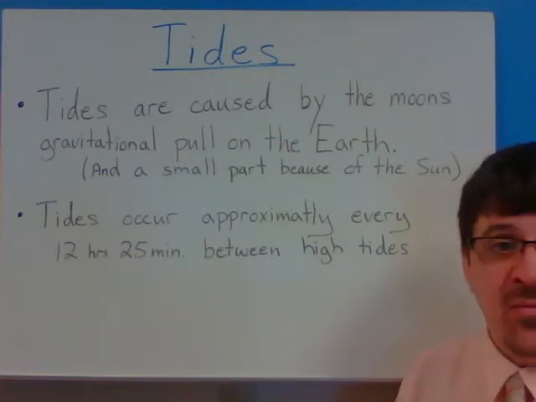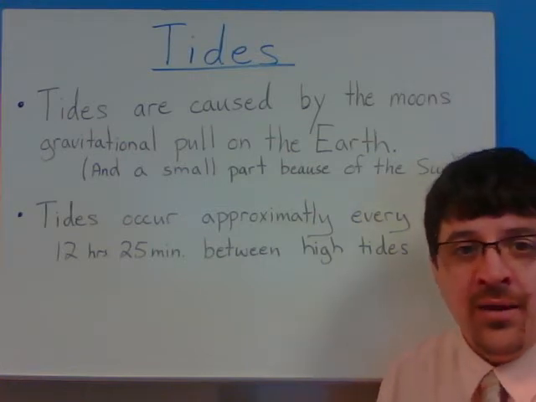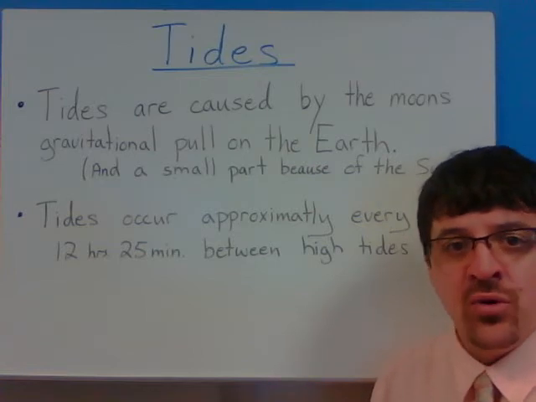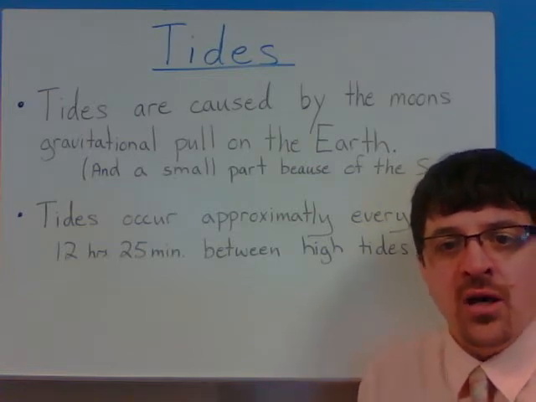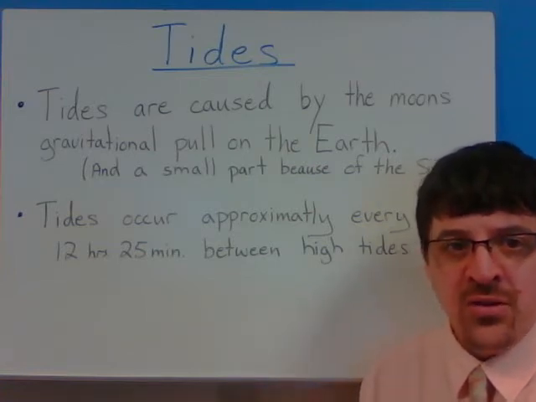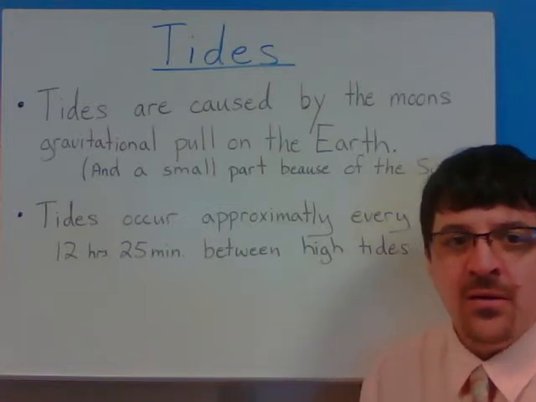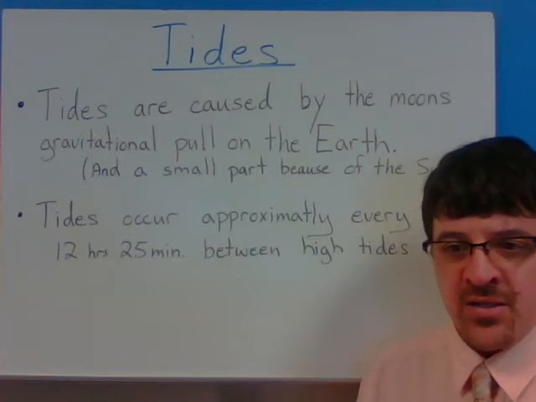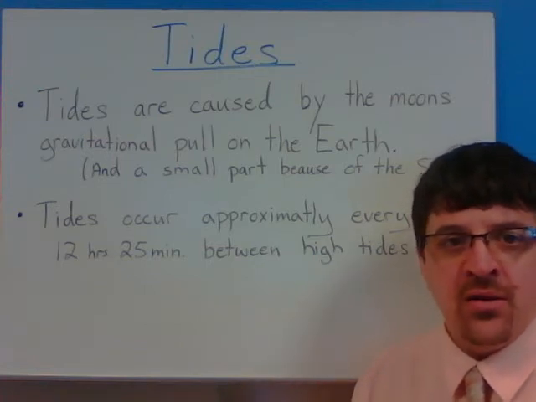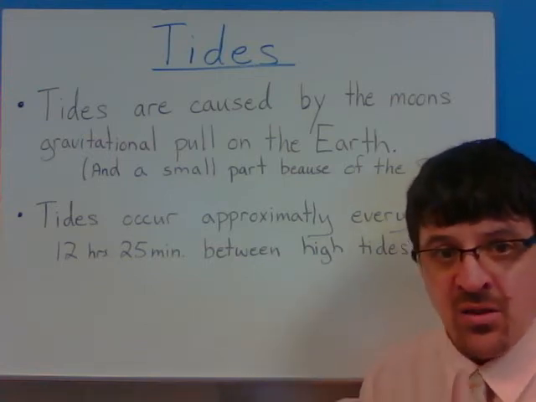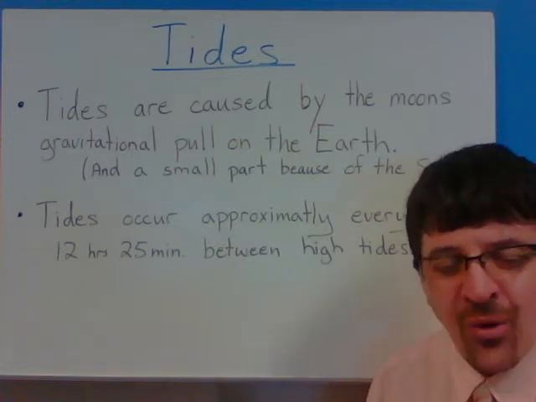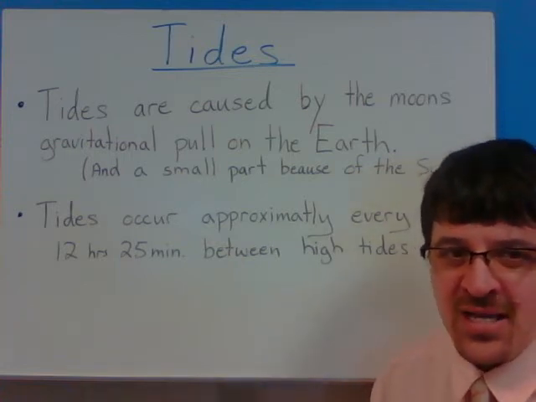Tides are caused by the moon's gravitational pull on the Earth. Since the moon is the closest object to us, the moon is what pulls the water on the surface of the Earth towards it. Okay, and it creates a tidal bulge on one side of the Earth, and so that's going to cause it to be lower on the opposite corners of the Earth. We'll talk about that in a second.